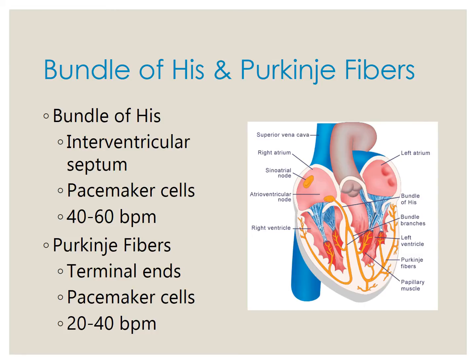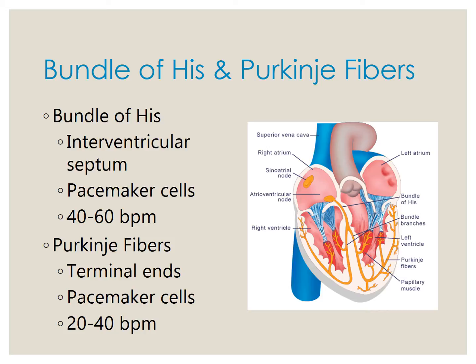The bundle of His and right and left bundle branches, also referred to as the AV junction, is located in the upper portion of the interventricular septum. And these pacemaker cells are capable of discharging at an intrinsic rate of 40 to 60 beats per minute. This is a backup pacemaker function.